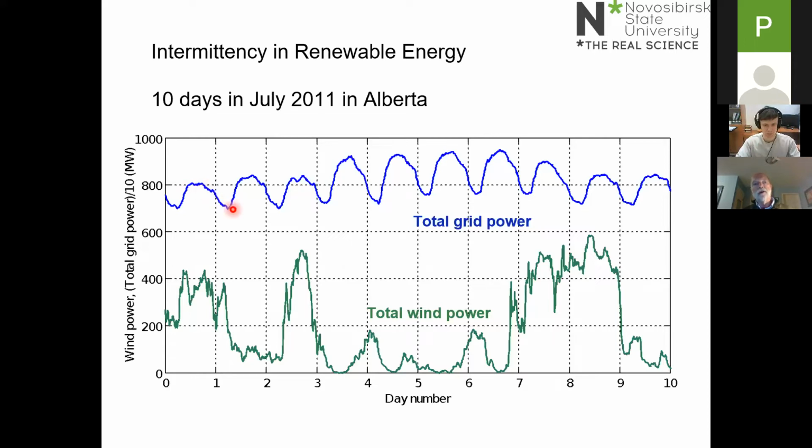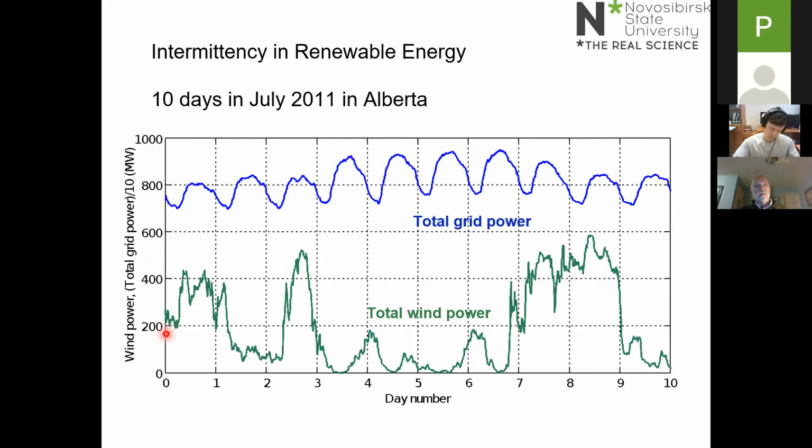In Alberta, the ratio of those peaks is relatively high. And that's because we have a lot of industry in Alberta, particularly in northern Alberta, which is extracting bitumens from the oil sands deposits. And those extraction processes run 24 hours a day. So this is the load that the electricity system in Alberta had to provide for those 10 days, July of 2011.